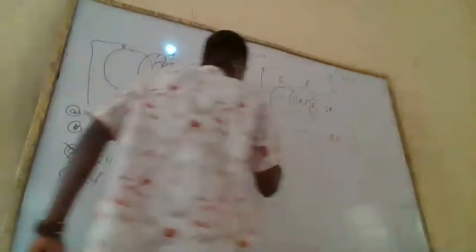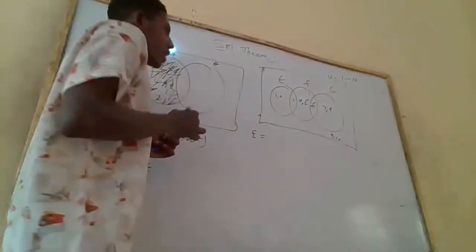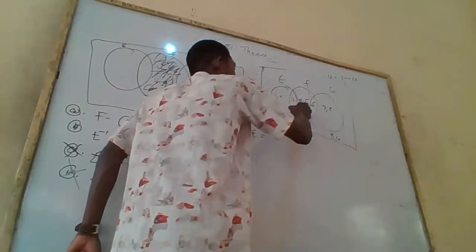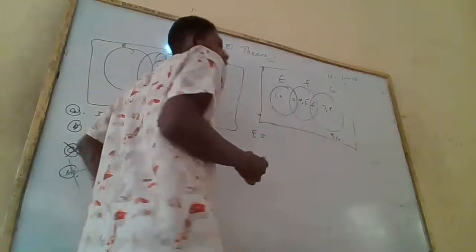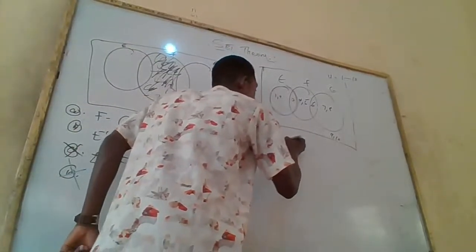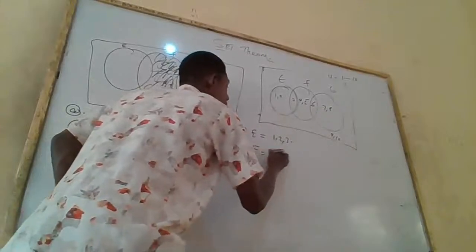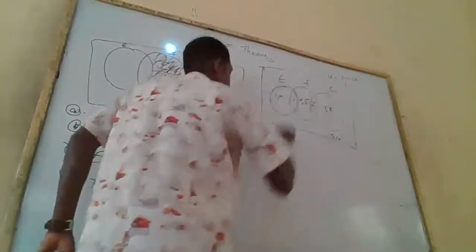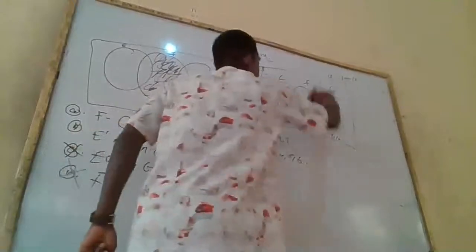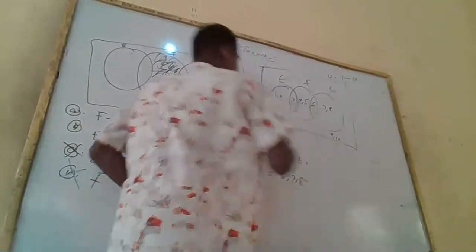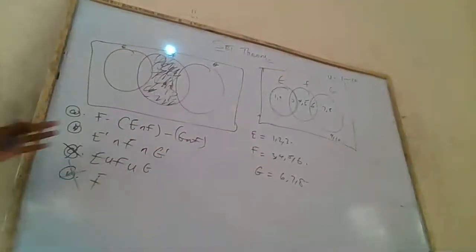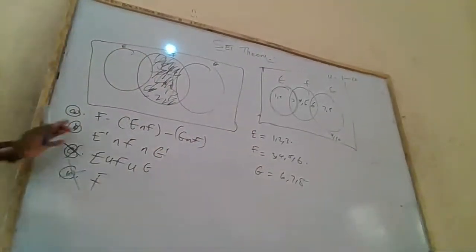Now, what am I saying? It simply means that if I want to know the set of E, now listen very carefully. This is E, yes or no? Now, what is contained in E? 1, 2, and 3. What about F? What is contained in F? 3, 4, 5, 6. And what about G? What is contained in G? 6, 7, 8. From there, I have simply constructed a Venn diagram. Now, we'll just do this. Do you understand?